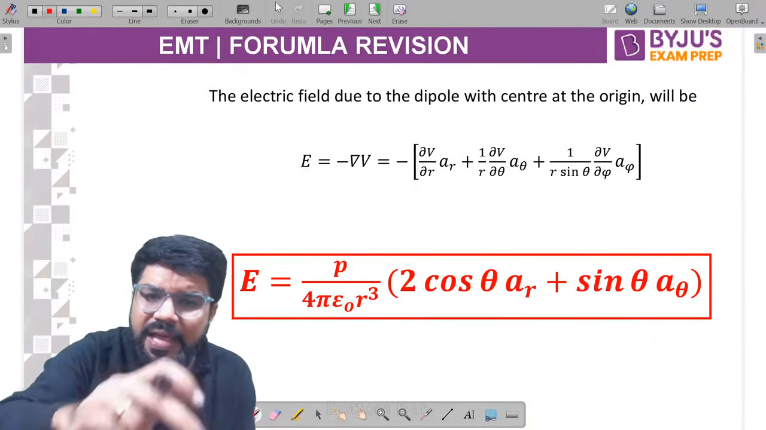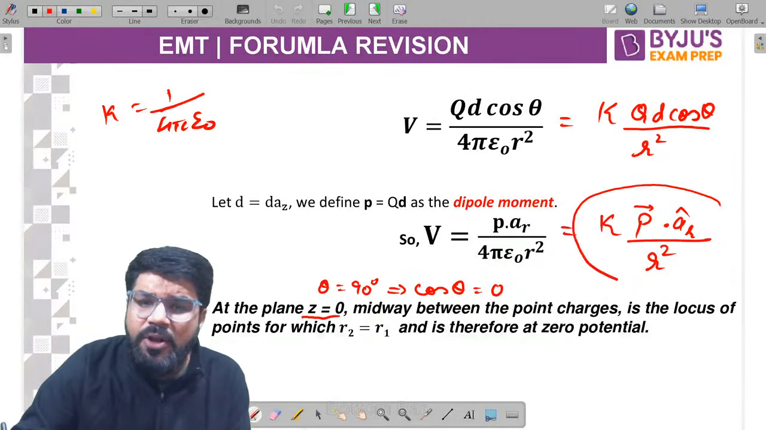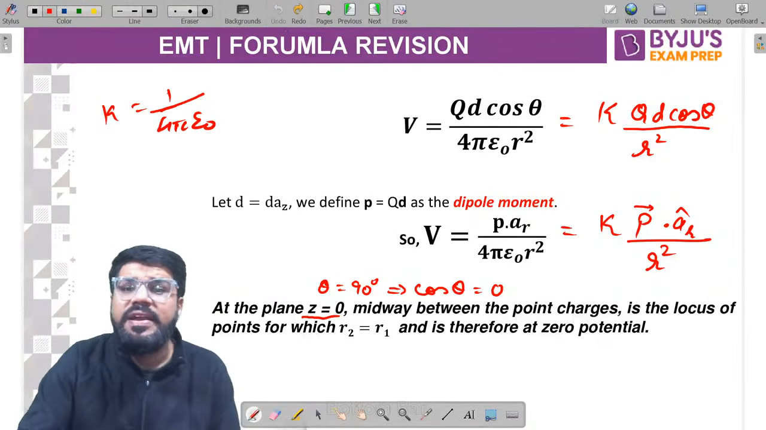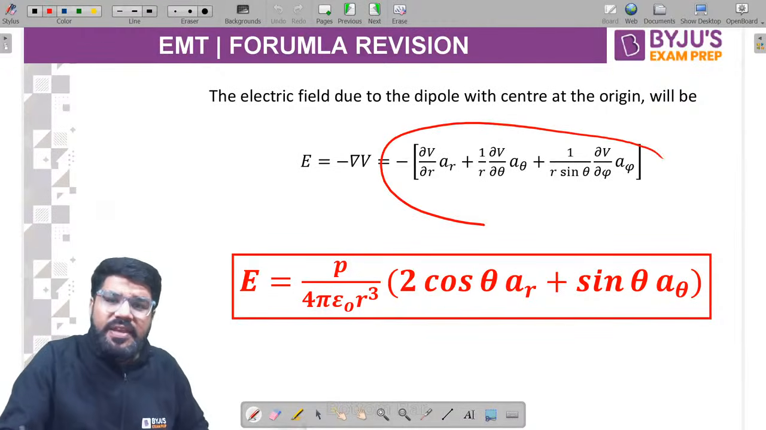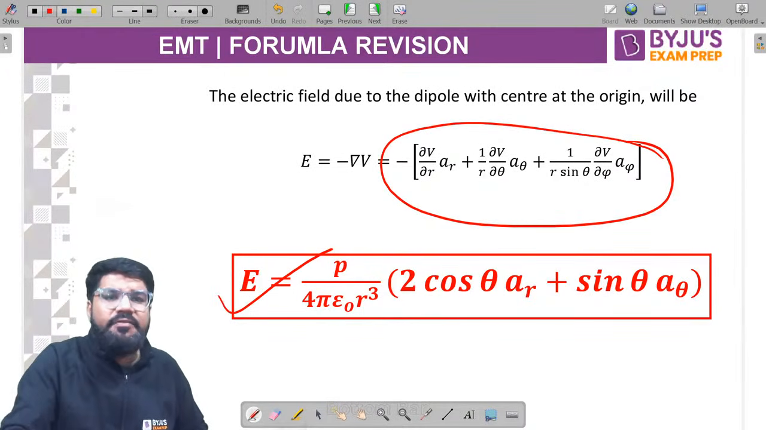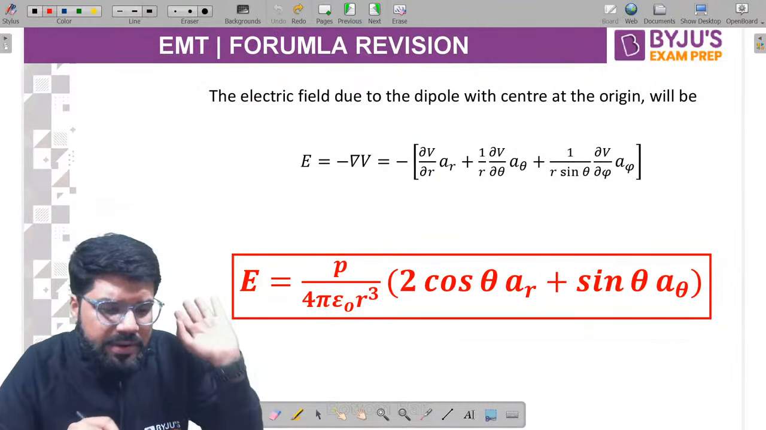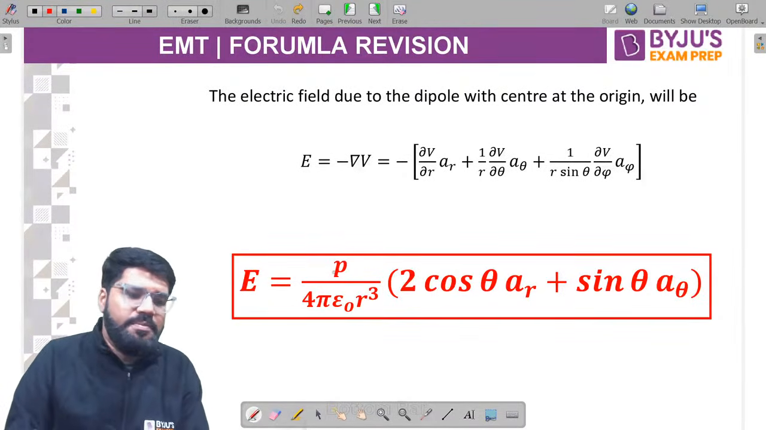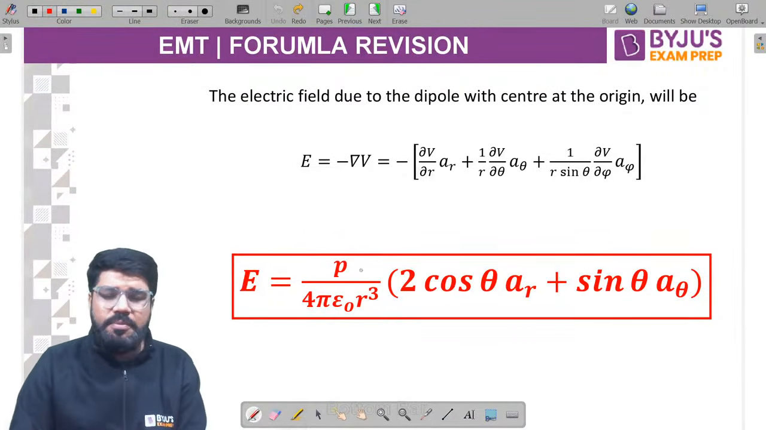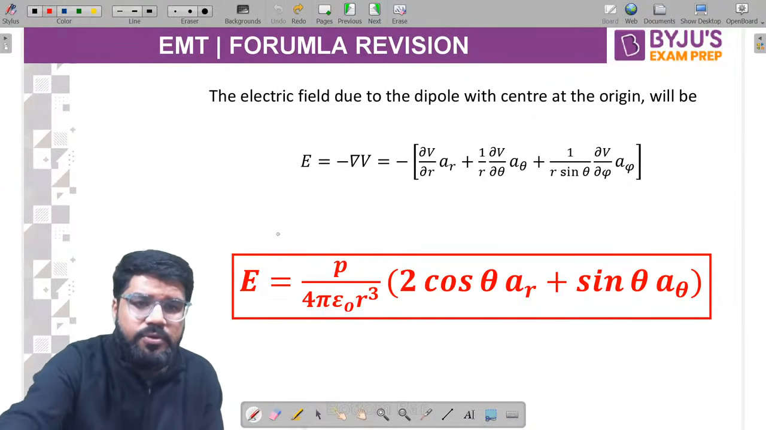Here V has been represented as P dot a_r, where a_r is the unit vector in the spherical coordinate system. So we apply the gradient formula as per the spherical coordinate system, and this is the electric field finally obtained. This is not even moderately important. So this is something you can compromise on and skip. The electric field portion is not much important for you here.